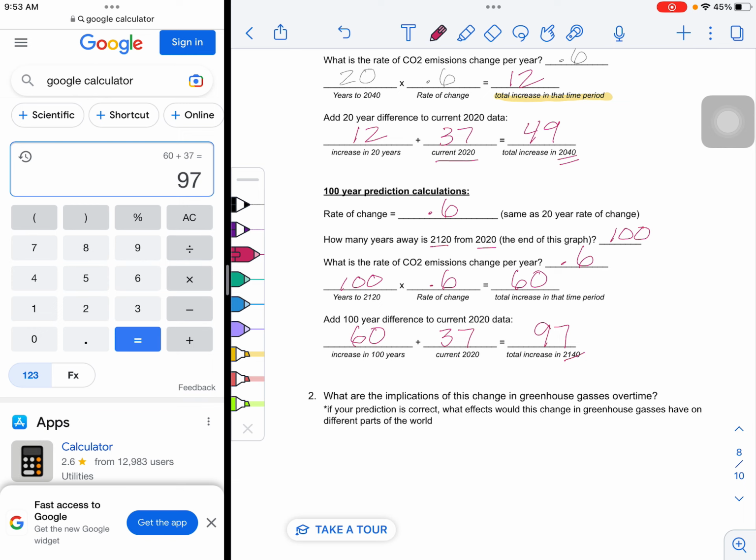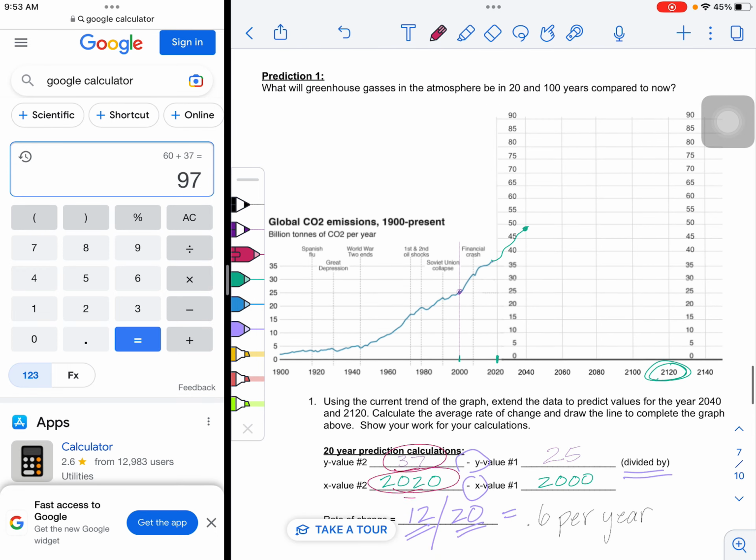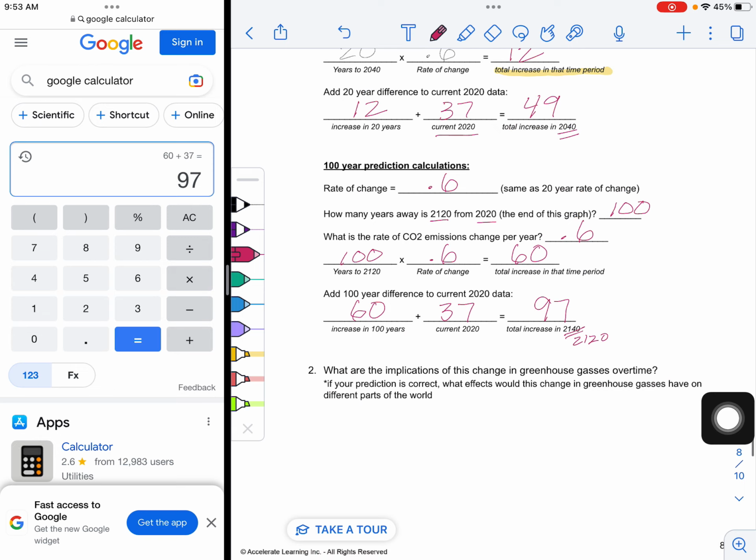Oops, this should say 2120. That's a typo. Okay, so at 2120, I want it to be at 97. Now it's going to be off the chart right here. So again, there's my prediction if I keep trending in the same way that we've been trending during 2000 to 2020. If this trend continues, here's where that data will end up for 2120.